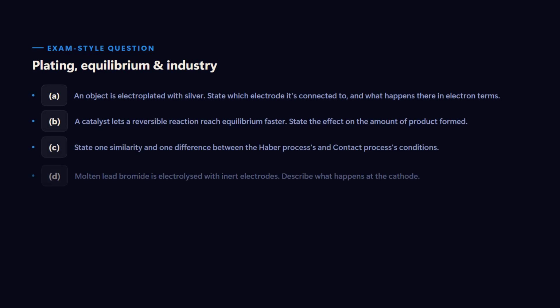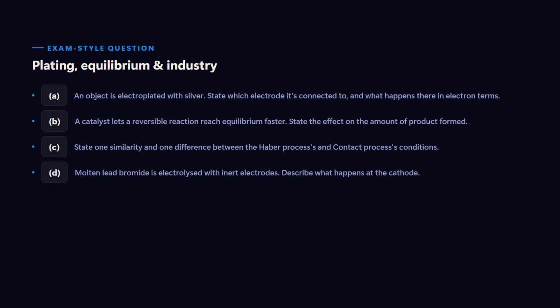Now, a full exam-style question, tying together everything in this lesson. Part A. An object is electroplated with silver. State which electrode the object is connected to and explain, in terms of electrons, what happens there. Part B. A catalyst is added to a reversible reaction, and equilibrium is reached faster. State the effect this has on the amount of product formed at equilibrium and explain your answer.